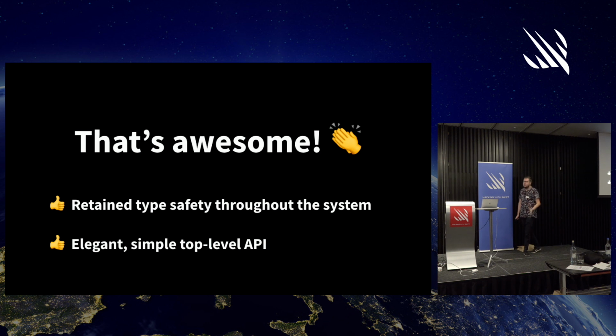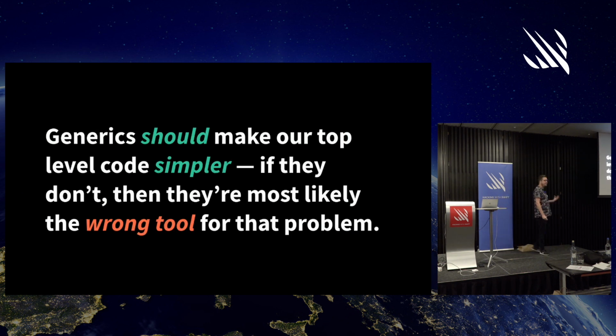And I think this is really what generics should be all about. Generics should make our top-level code easier and simpler. It shouldn't make it harder. And if they don't do that, if they don't make it simpler, then generics is most likely the wrong tool for that problem. Let's take a look at an example that we might face when we're building some of our apps ourselves. So let's say that we are writing a drawing application, an application where the user is able to put different elements on a canvas.